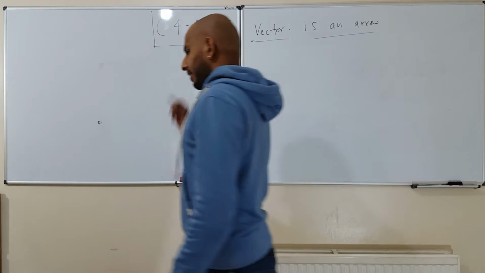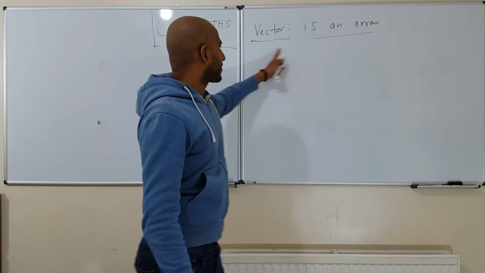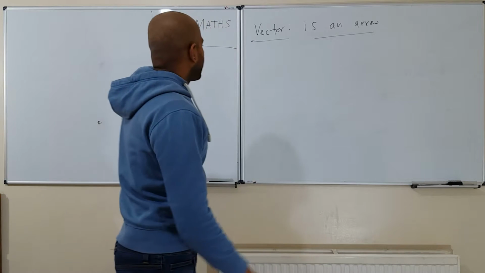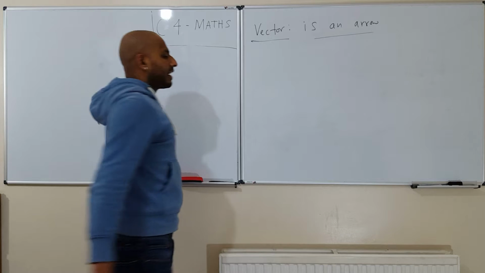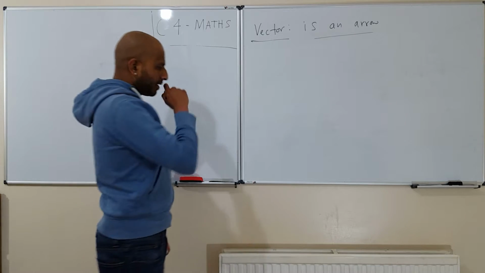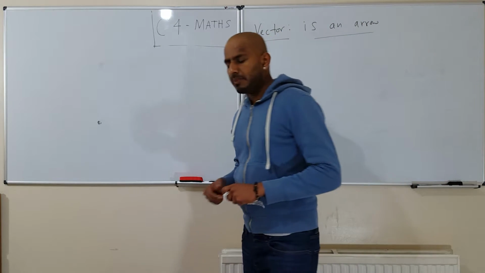We always take the stance of this. A vector is an arrow. That's our stance. Now let's look into vector algebra, vector addition and subtraction. Before we go into vector addition, you might be thinking, what do you mean by vector addition?